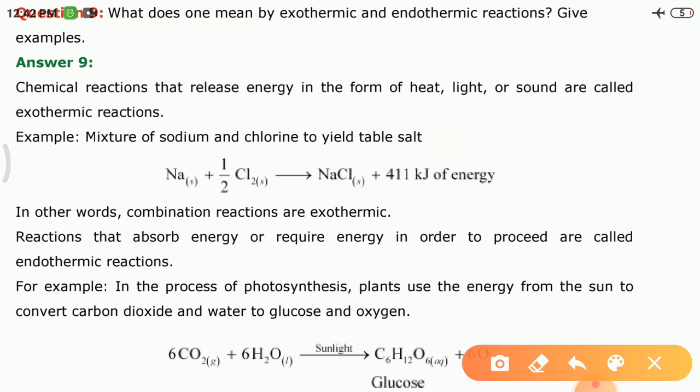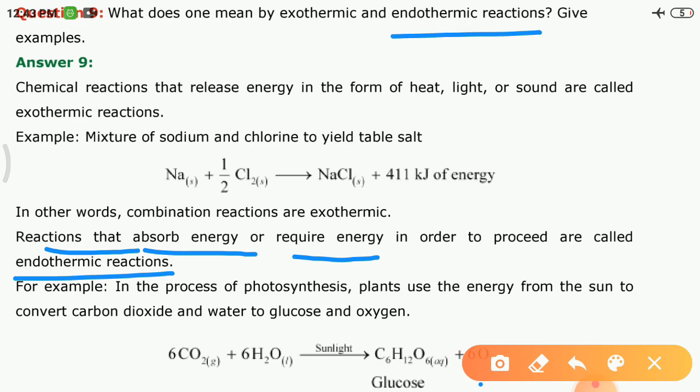Now, reactions that absorb energy or require energy, जिन रिएक्शंस को कंप्लीट करने के लिए एनर्जी देनी पड़ती है, हीट के फॉर्म में या सनलाइट के फॉर्म में या इलेक्ट्रिसिटी के फॉर्म में, वो एंडोथर्मिक रिएक्शंस कहलाती हैं. और जनरली जो डिकम्पोजिशन रिएक्शंस होती हैं वो एंडोथर्मिक रिएक्शंस होती हैं. So endothermic reactions: reactions that absorb energy or require energy in order to proceed are called endothermic reactions.